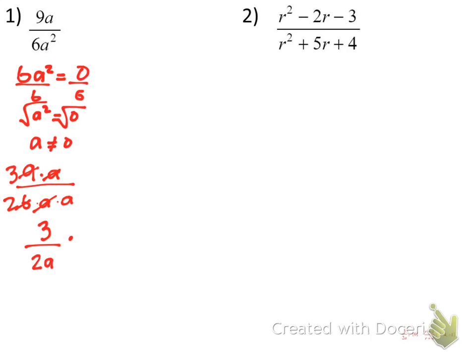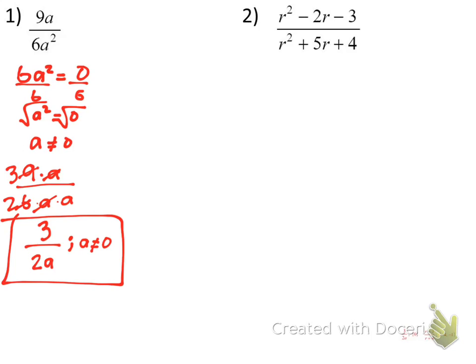Then we include our excluded value, so we put a little semicolon there. And we say, oh, a cannot equal 0. If it's equal to 0, it'll be undefined. We don't want that. That's your final answer for number 1. Okay? Again, watching number 1.